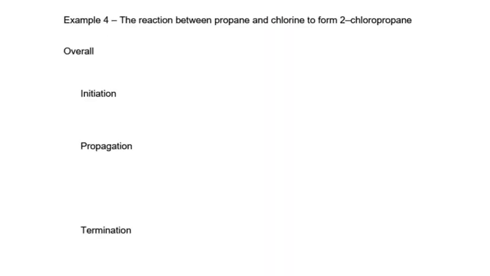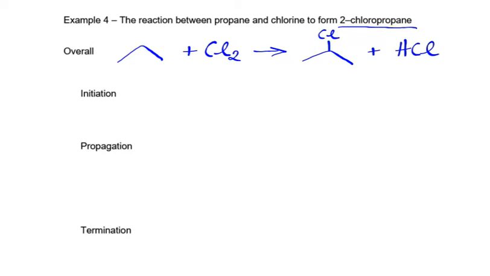The final example looks at the reaction between propane and chlorine to form 2-chloropropane. Of course, when these two things react, you'll also get 1-chloropropane as an isomer. So the overall reaction, I'm just going to draw skeletally. So there's my propane as well as chlorine, and here's my 2-chloropropane, the other product being HCl. The initiation stage we're very used to now, producing chlorine radicals.